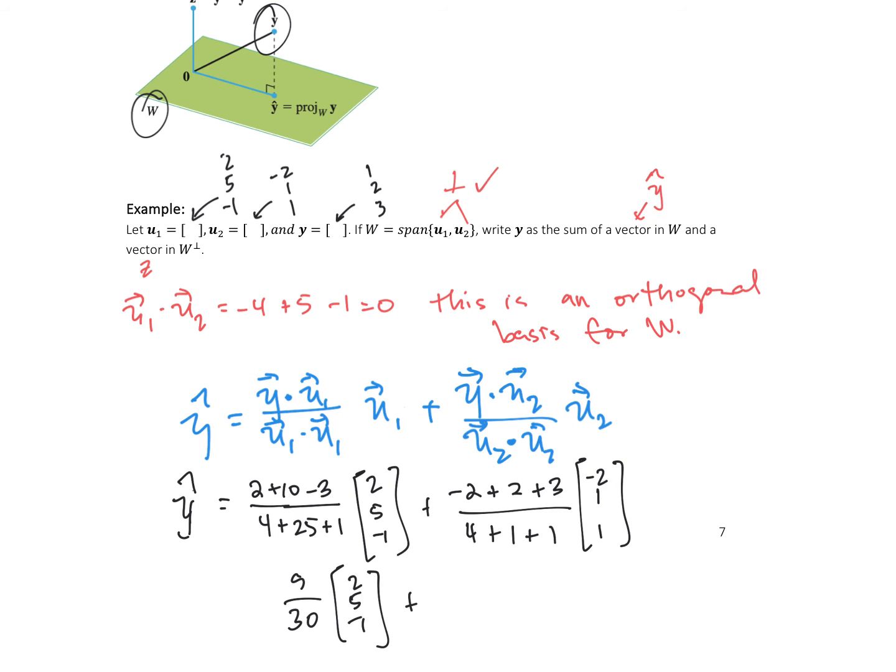And that's 3 over 6 times the vector -2, 1, 1.